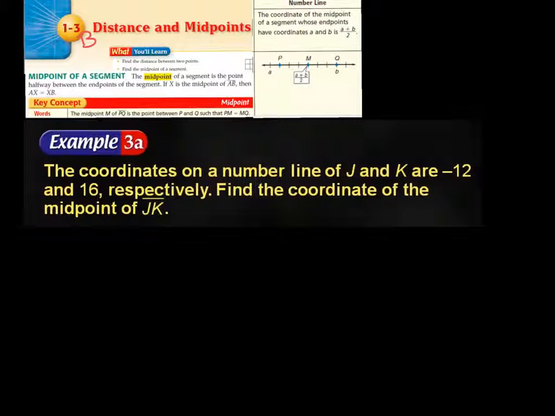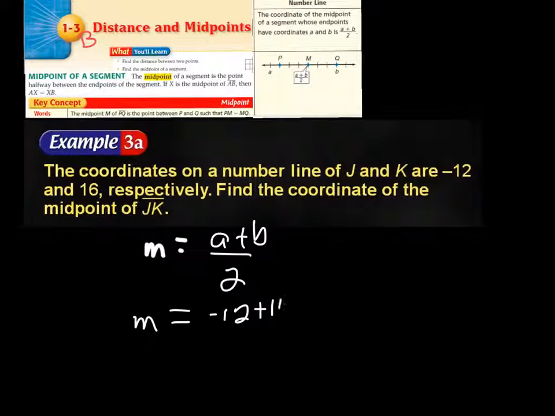The coordinates on a number line of J and K are negative 12 and 16 respectively. Find the coordinate of the midpoint of segment JK. So I'm going to use M for midpoint. It doesn't matter which is which, because we're adding, but negative 12 plus 16 is 4, divided by 2 is 2. So the midpoint is 2.